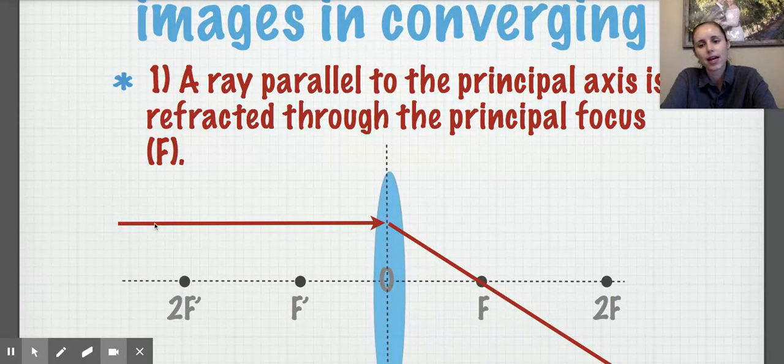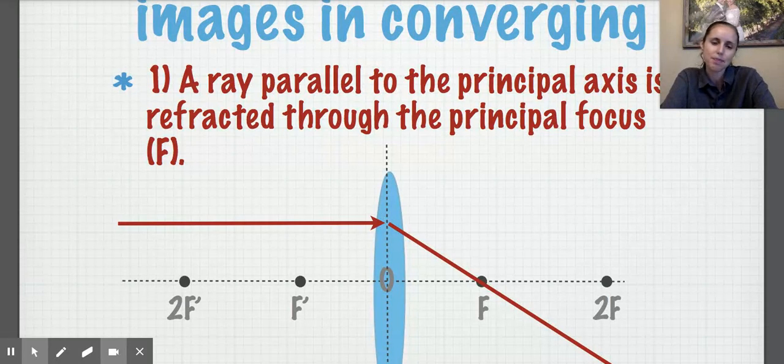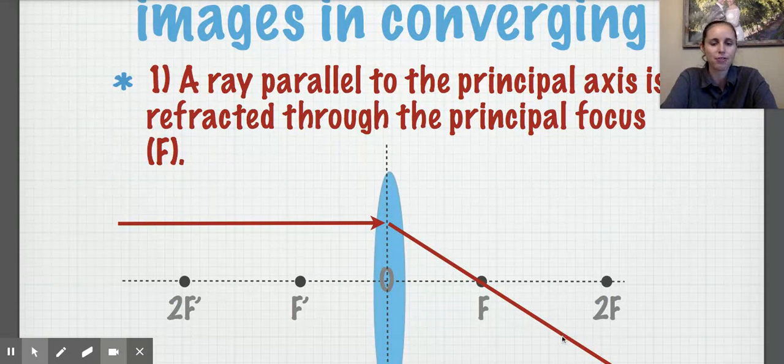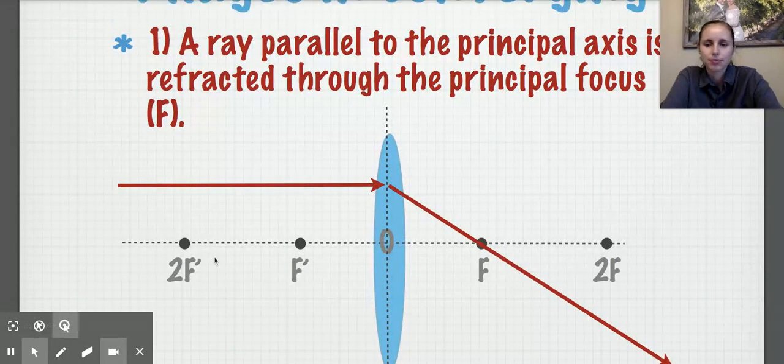So any ray that comes in parallel to the principal axis is going to be refracted. It's going to pass through the lens, it's going to bend, and it's going to be refracted through F, the principal focus. So remember, in a mirror, we went in parallel, we came out through this F on this side. Now we're going in parallel and we're coming out through F on this side. So same rule, it's just going through the lens rather than being reflected back.